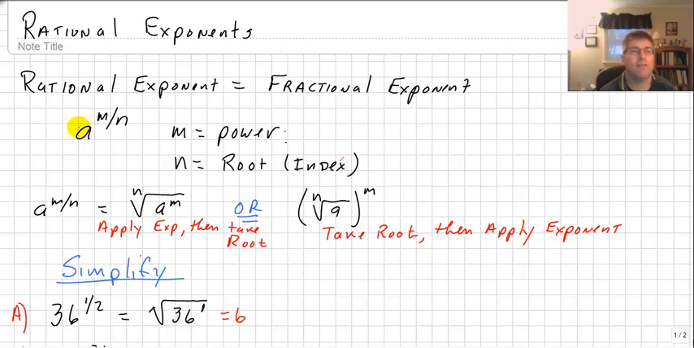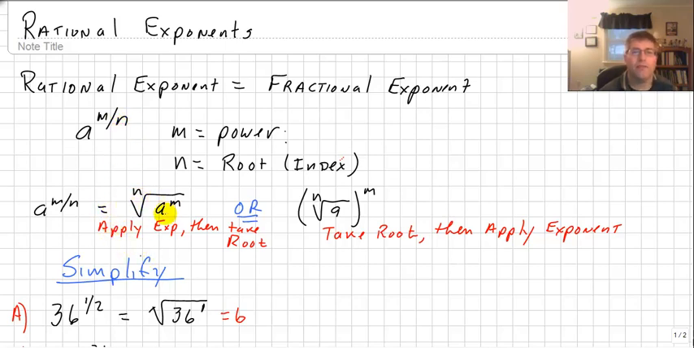For example, we have a to the m divided by n, that's our fraction, where m is the power and n is the root or the index. So whenever we see a fractional exponent, we need to think power over root. The numerator of the fraction is the power and the denominator is the root. The root could be a square root, cube root, fourth root, fifth root, that kind of thing.